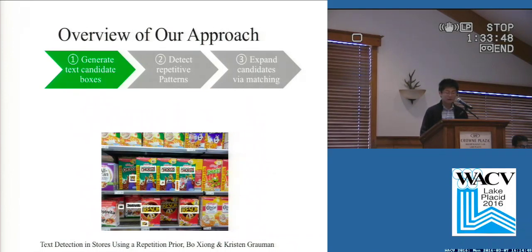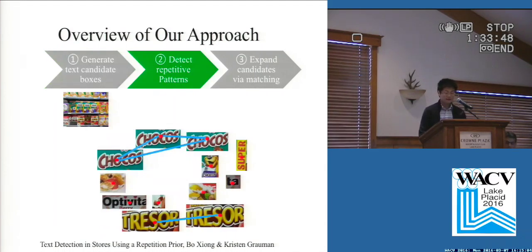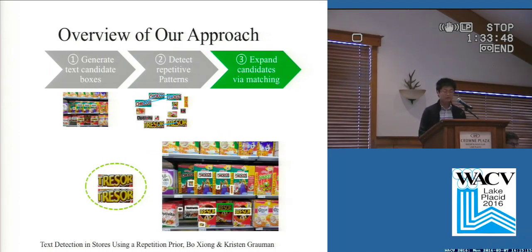Here is an overview of our approach. Given an input image, the first step is to generate an initial set of text region proposals. For this step, any existing method can be used, and we use a state-of-the-art text detection method based on deep learning. The next step is to identify similar candidate boxes, and we pose the problem of detecting repetitive patterns as finding connected components in a graph. Finally, we want to further improve recall by augmenting the detection with regions that are ignored by the initial text detector. This step is done by local feature matching.